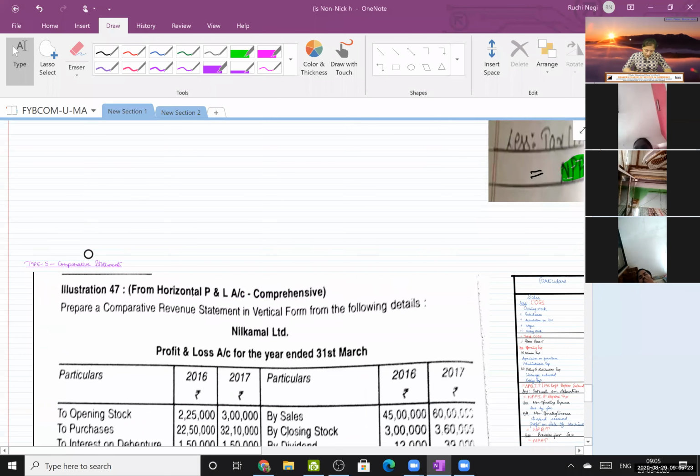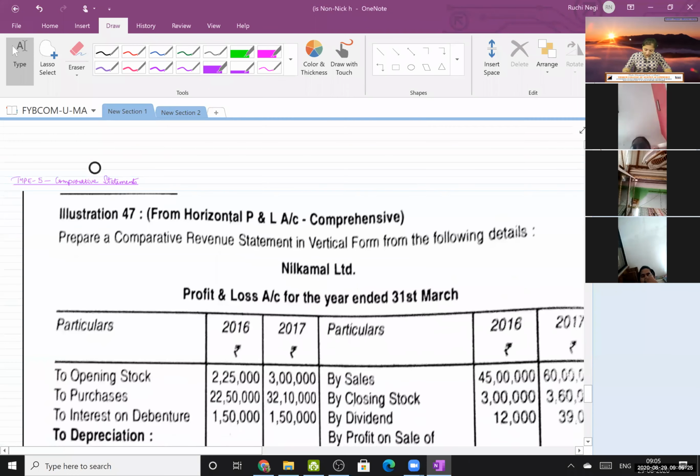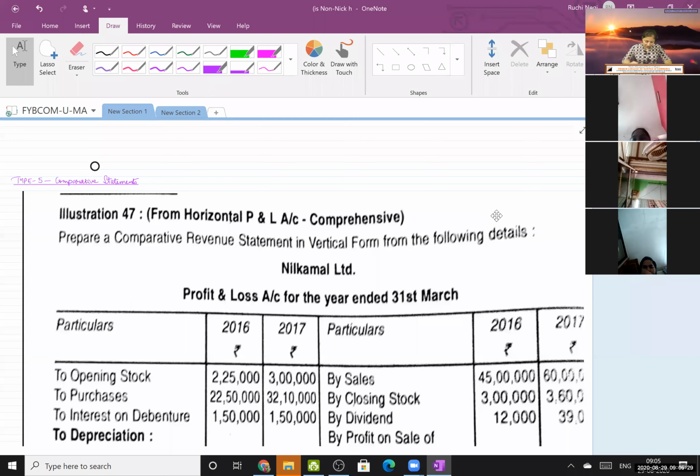क्वेश्चन पेपर में आपको क्या दिखेगा वो मैं बताऊंगी. Okay, see. How will you come to know in exam it's a comparative का sum? Obviously, they will mention. See, prepare a comparative revenue statement. Okay, revenue statement means the new style of P&L account. That is the vertical form.